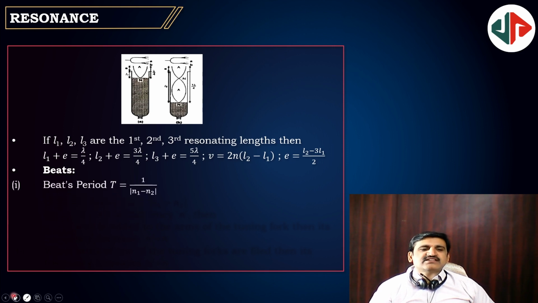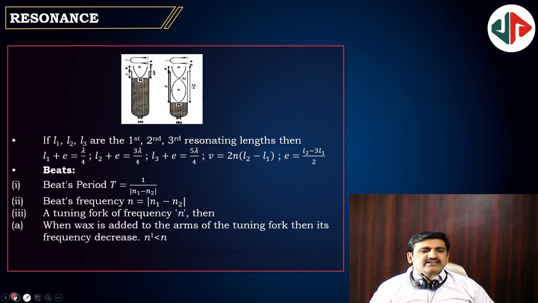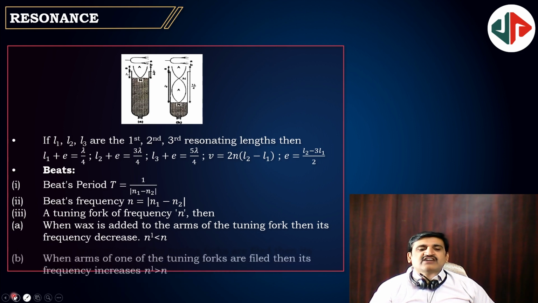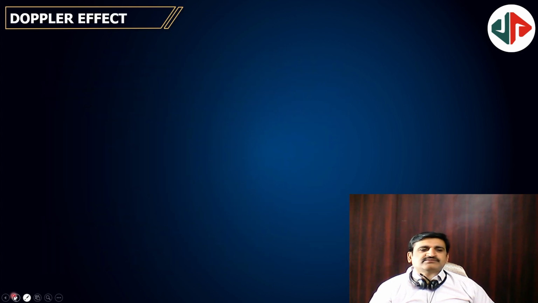Next, beats. Beat time period is 1 by (n1 minus n2). Beat frequency is n1 minus n2. Always frequency and time period are reciprocal only. A tuning fork of frequency n is taken, and when wax is added, its frequency decreases. On filing, its frequency increases. With this, beat sums can be done.